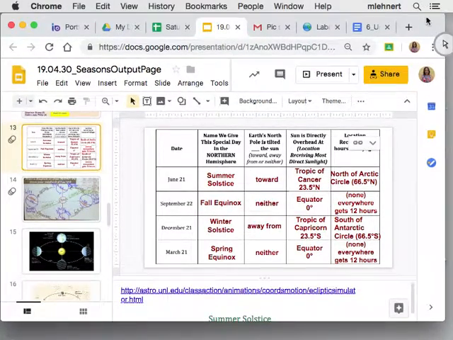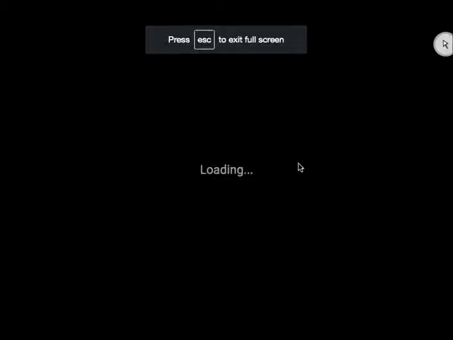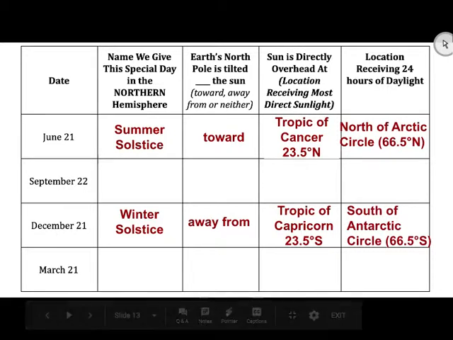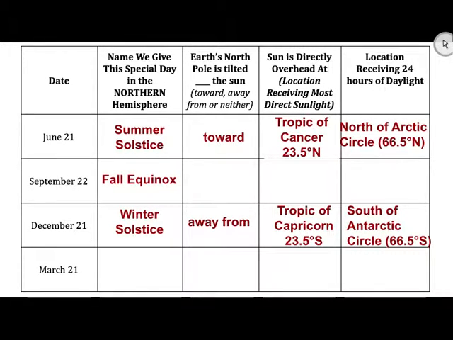Okay, so yesterday we did this data table and we went through the June and December. On September 22nd, the fall equinox occurs, and this is easy for me to remember that the equinox is when the sun is directly overhead at the equator. And this is because the North Pole is not tilted either toward or away from the sun. It's neither. It's kind of going sideways. And the location that receives 24 hours of daylight is none. Nobody on our planet has 24 hours of daylight on the fall equinox.